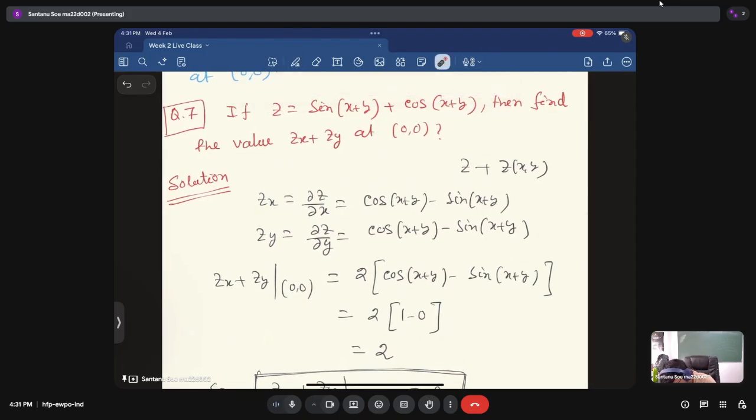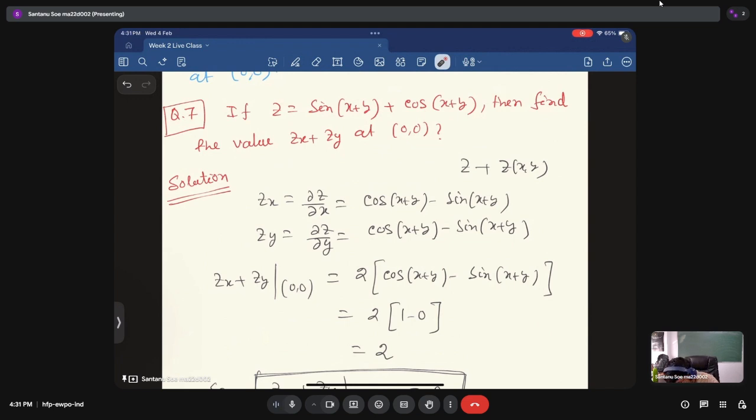So this will be cos of x plus y, and then again the derivative of cos of x plus y is sine of x plus y. Similarly, we can also do the derivative with respect to y, keeping x as a constant variable. So here the derivative will also be cos of x plus y, and then negative of sine of x plus y. And then we just put the derivatives zx and zy in the definition, that is zx plus zy. And this is nothing but 2 times cos of x plus y minus sine of x plus y.